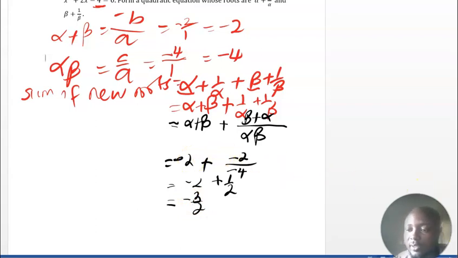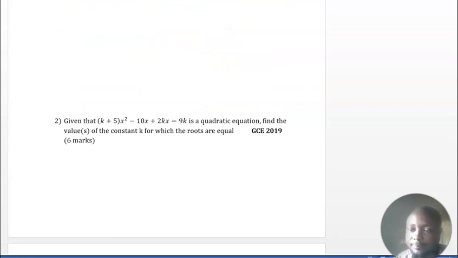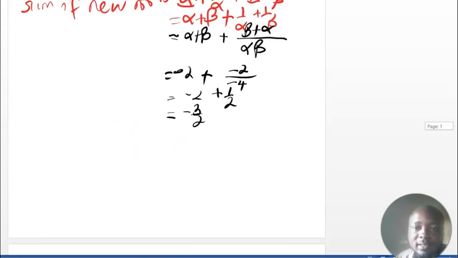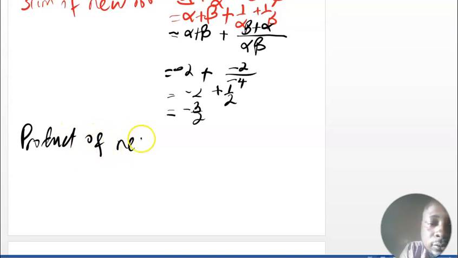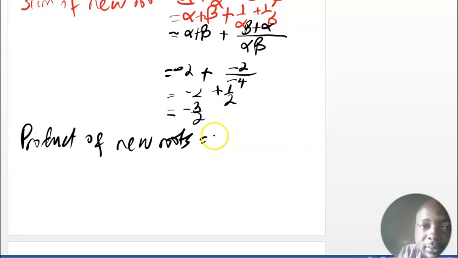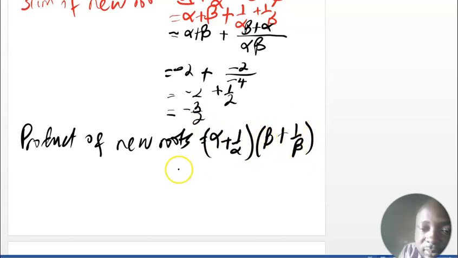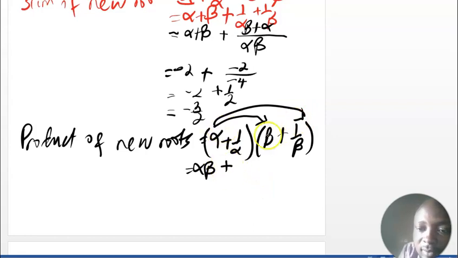Okay. Now, we equally have to obtain the product, because that's very important when we are forming. We have to obtain the product of roots. And our product of new roots here, right? We had alpha plus 1 over alpha times beta plus 1 over beta, which we have to simplify. Alpha times beta, alpha beta. Alpha times 1 over beta, alpha over beta. Now 1 over alpha times beta gives us beta over alpha. 1 over alpha times 1 over beta is 1 over alpha beta.